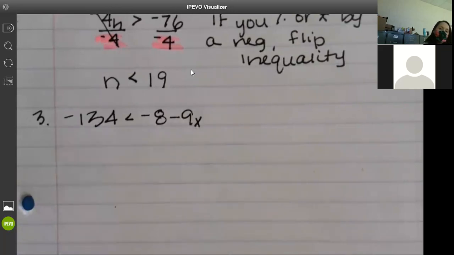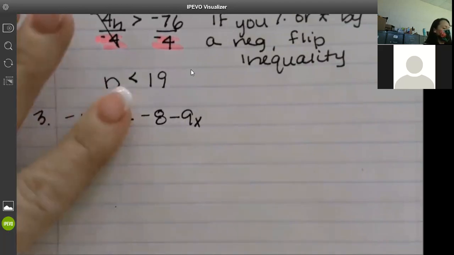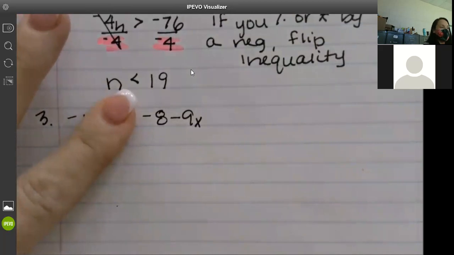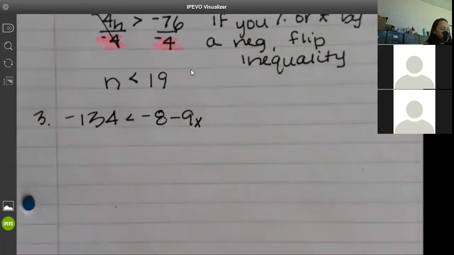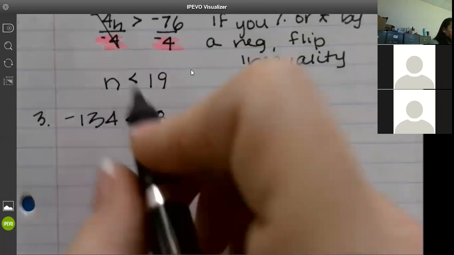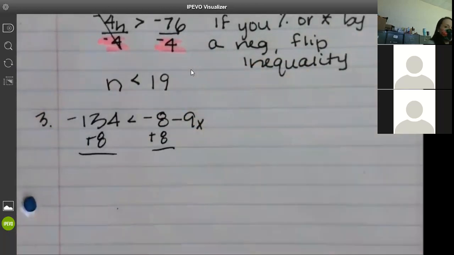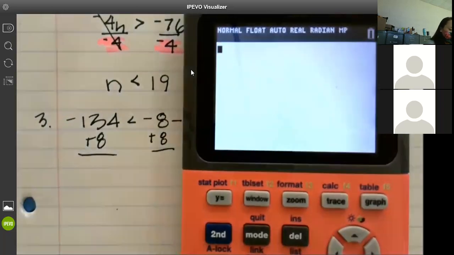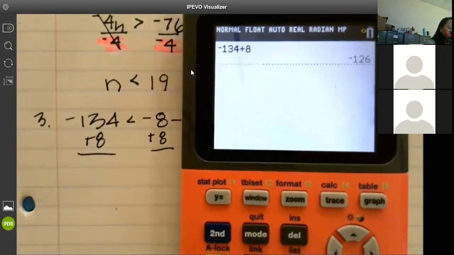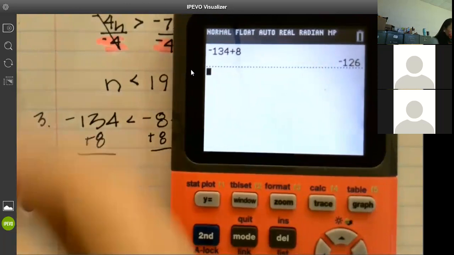What do we need to get rid of? What's on the same side but not on the same side? Negative 8. Perfect. How do I get rid of that negative 8? Thank y'all for answering. Add. Perfect. And again, if you're not very good at adding those, that's perfectly fine. Use your calculator. Negative 134 plus 8 is negative 126.